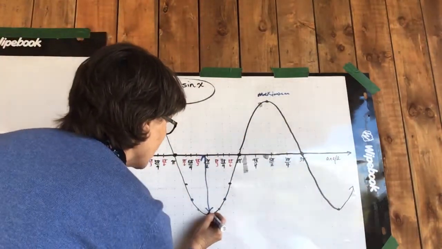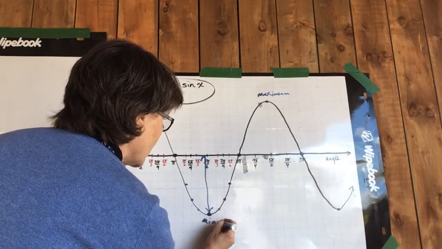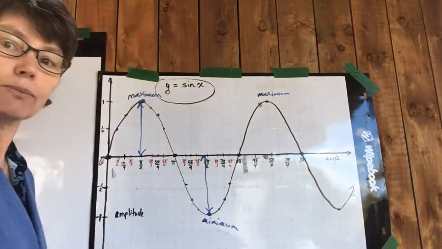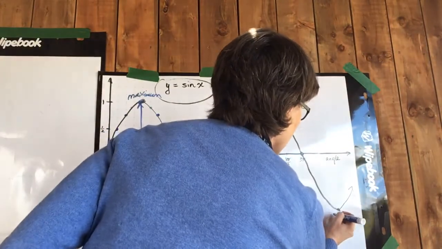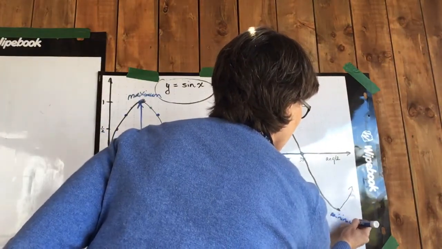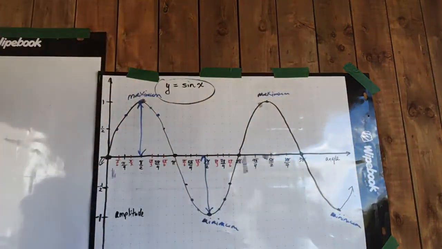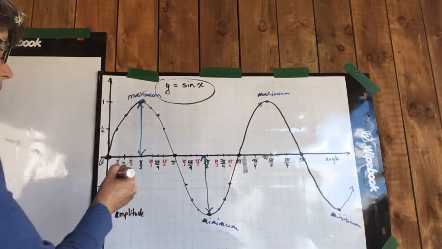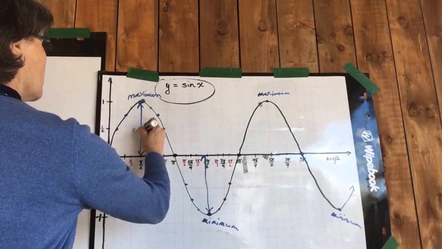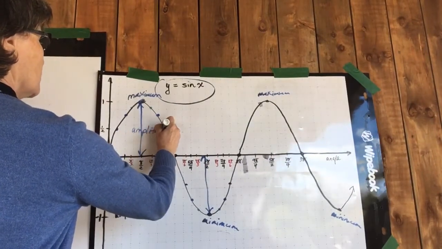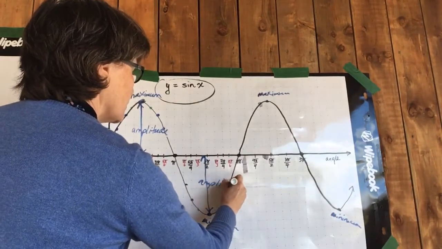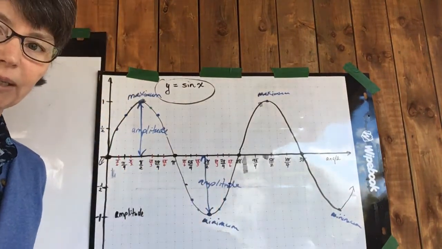Minimum. So we have a minimum down here. Minimum is the lowest point on the graph. And look, we have another minimum way over here. When this graph continues, there's another minimum. So this distance between the middle and the top is called the amplitude. So that's the amplitude. This is also the amplitude, which means that those two distances must be equal.